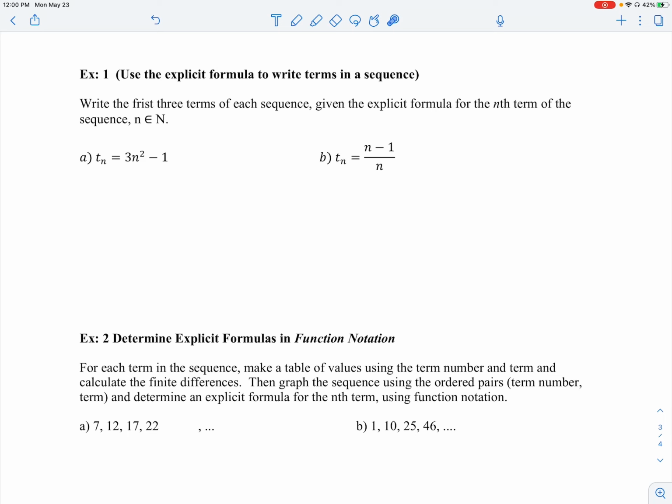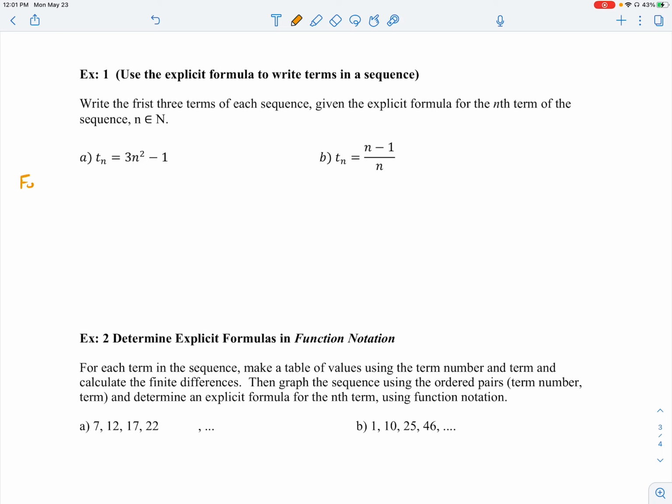So in this example, we're going to use an explicit formula to write terms in a sequence. It says write the first three terms of a sequence given the explicit formula for the nth term of the sequence, where n is an element of the natural numbers. So like 1, 2, 3, and 4. So let's try this first one here. We have T of n equals 3n squared minus 1. So we want to write out the first three terms.